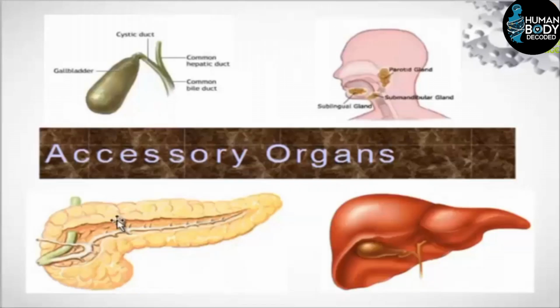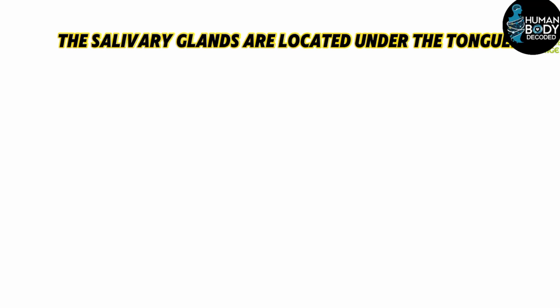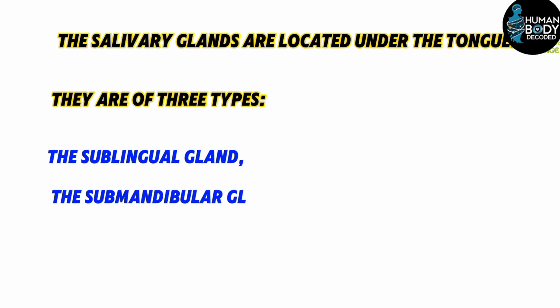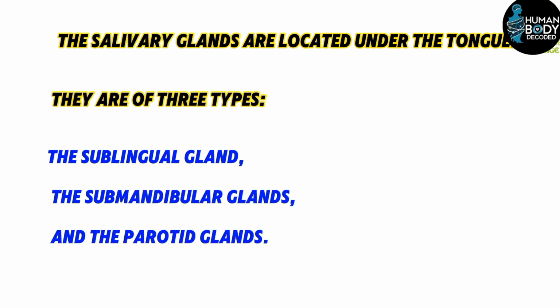The accessory organs include the salivary glands, liver, pancreas, and gallbladder. The salivary glands are located under the tongue. They are of three types: the sublingual gland, the submandibular glands, and the parotid glands.